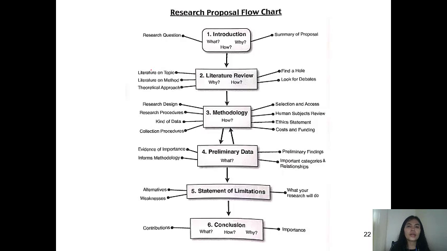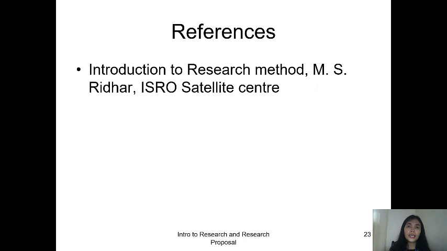And then you come up with the research design, the research procedures, and then you talk about the limitation. I won't talk about the preliminary data yet. Probably your lecturer or your supervisor is going to talk about this later on, but usually we only come up with the methodology, then we come to the limitation, and then we go to the conclusion. Okay, so that should be all for the research proposal intro.